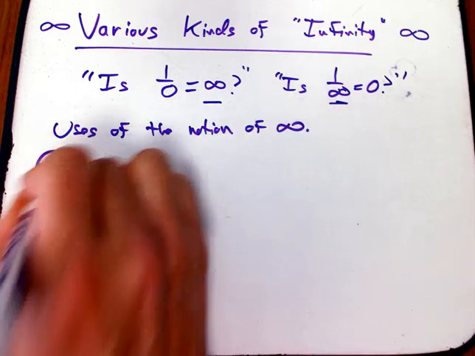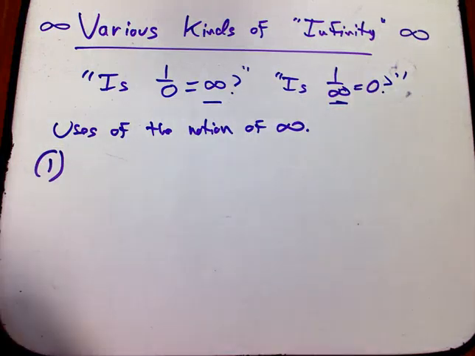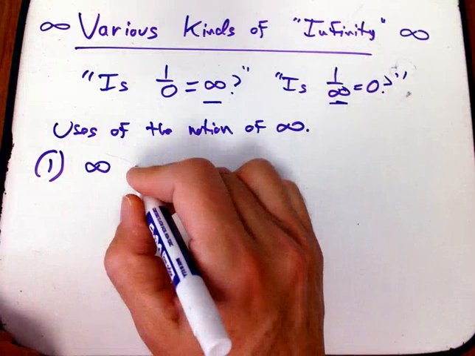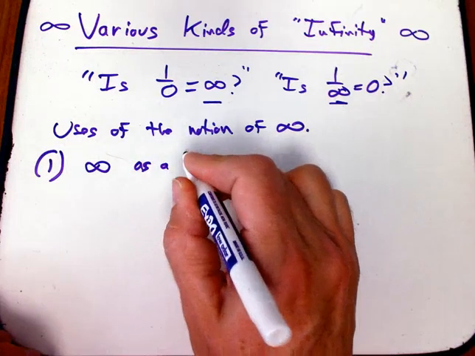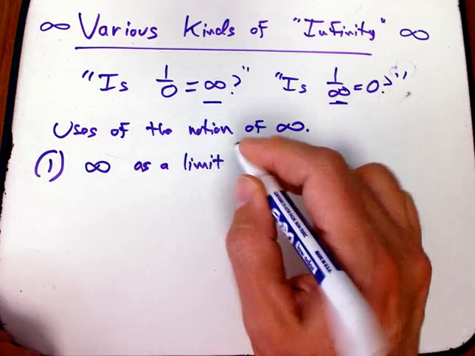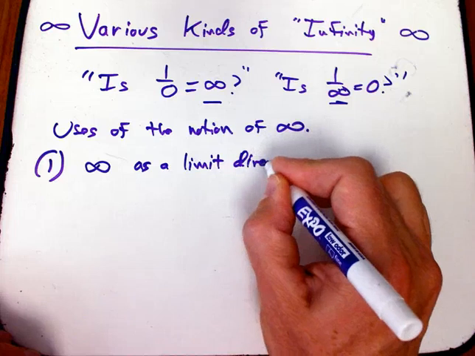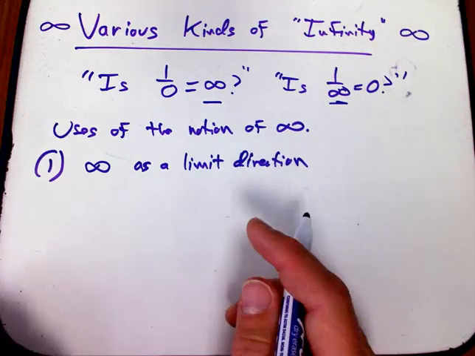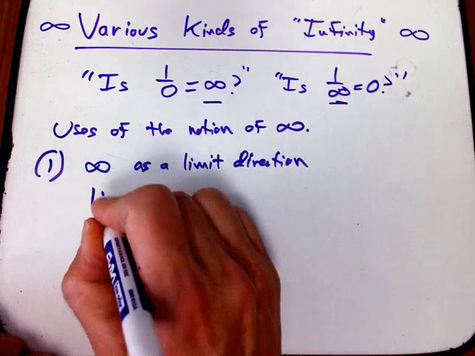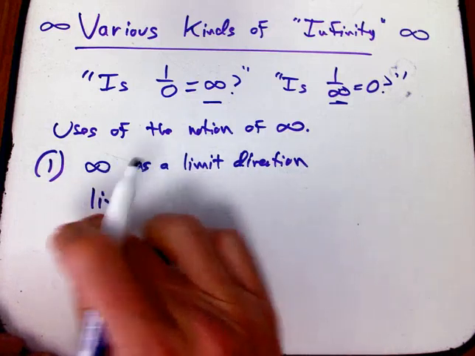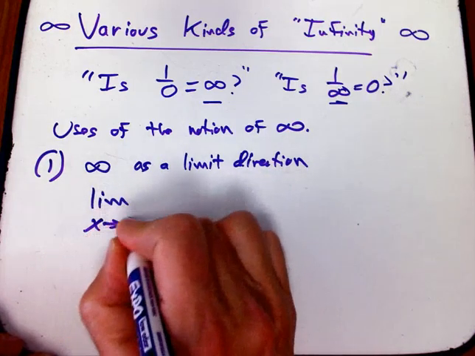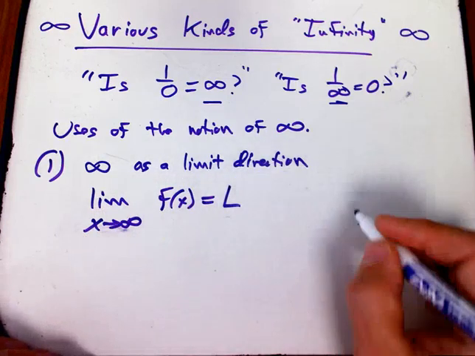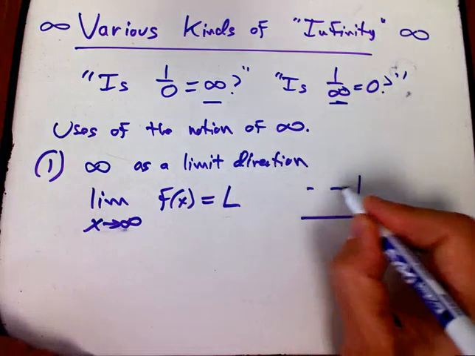So the first place you usually see it in any sort of official mathematical setting is infinity as a limit direction, a trend indicator. Absolutely not a quantity that you do algebra with or plug into formulas. So this is where you'd have the limit as x goes to infinity of some function equals, let's say, some finite number L. Well, that says you have a horizontal asymptote.